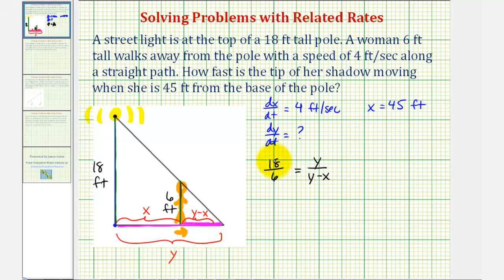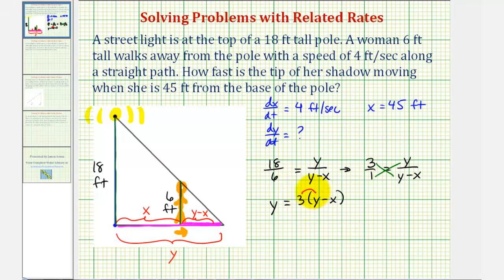We could simplify 18 divided by 6, that would be 3. Let's go ahead and do that. We can write that as 3 over 1 equals y divided by y minus x. Now let's go ahead and cross multiply and solve for y. So 1 times y must equal 3 times the quantity y minus x. So again, we'd have 1 times y, which is y, must equal 3 times the quantity y minus x.